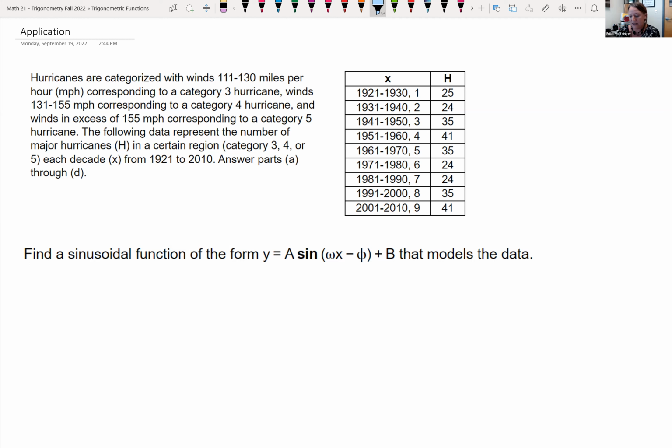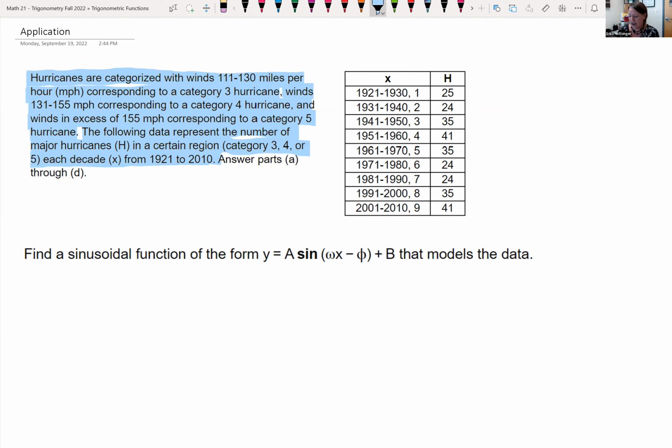So it says here, hurricanes are categorized with winds of 111 to 130 miles per hour corresponds to a category 3 hurricane. Winds from 131 to 155 miles per hour corresponds to a category 4 hurricane. And winds in excess of 155 miles per hour corresponds to a category 5 hurricane. So the following data represents the number of major hurricanes H in a certain region, category 3, 4, or 5, each decade X from 1921 to 2010.